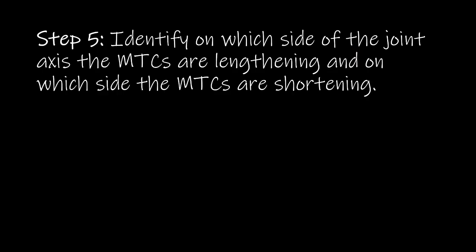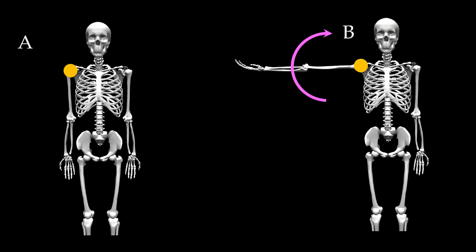For step 5, we have to identify which side of the joint axis the MTCs are lengthening and on which side the MTCs are shortening. Again, as the joint motion goes from A to B, we're going to have muscles on one side that are shortening and one side that's lengthening. In this case, it's going to be easier to illustrate the MTCs that are acting on the medial side.